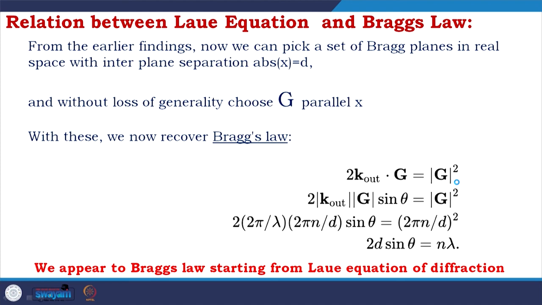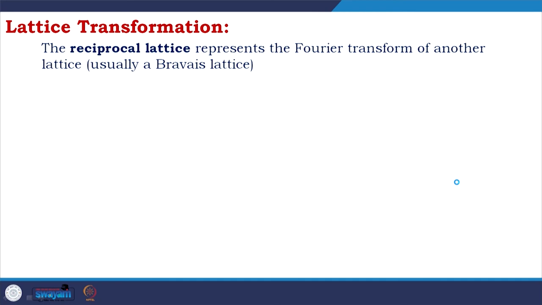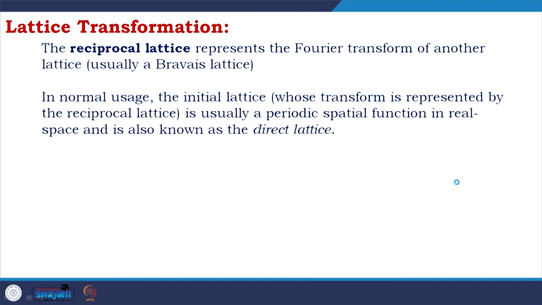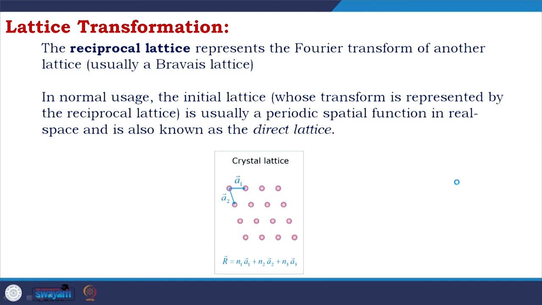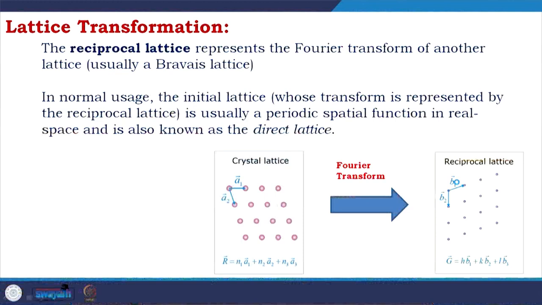If we look at lattice transformation, the reciprocal lattice represents the Fourier transform of another lattice, usually a Bravais lattice. In the normal usage, the initial lattice whose transform is represented by the reciprocal lattice is usually a periodic spatial function in real space and is also known as the direct lattice. So, you see the crystal lattice, that is the direct lattice, and you see the reciprocal lattice. Their interconnection is very important, and how could you do that? You could do that with a mathematical operation which is known as the Fourier transform.